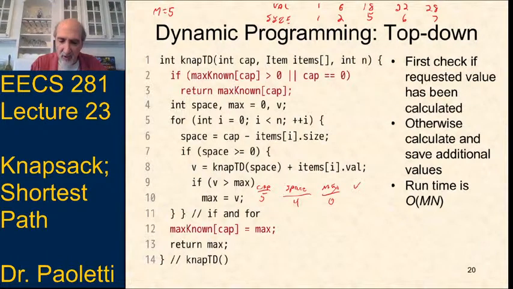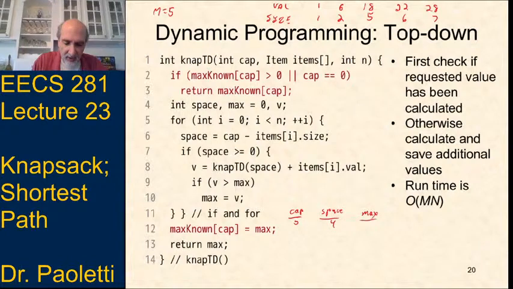I should have drawn these things out a little bit more where I had a little bit more room. Cap, space, and max. Okay, I'm just going to rewrite those. So I've got my capacity is 5, space is 4, max is 0, and V I don't know. All right, so I've got to make a recursive call in line 8 though. Let's change colors. In my recursive call, I've got a capacity of 4. Do I know the best way to pack a knapsack size 4? No. So let's go run through the items.